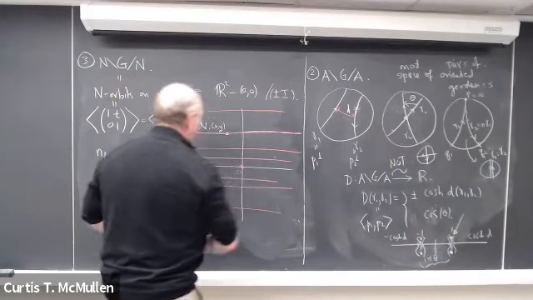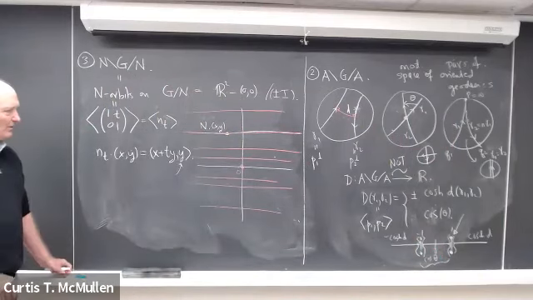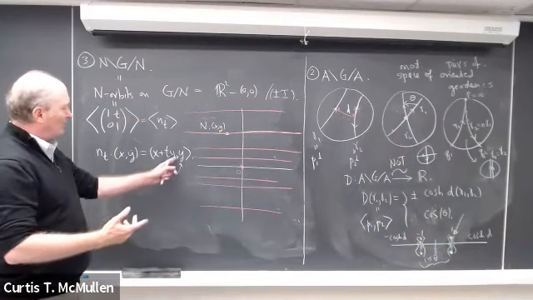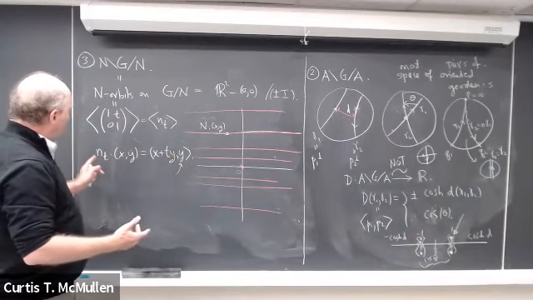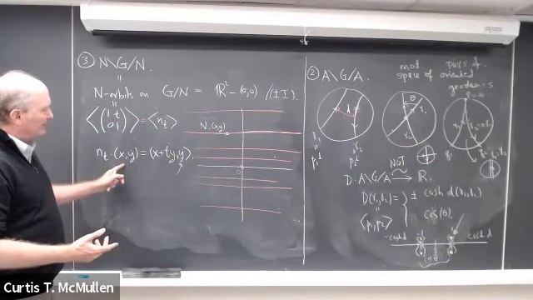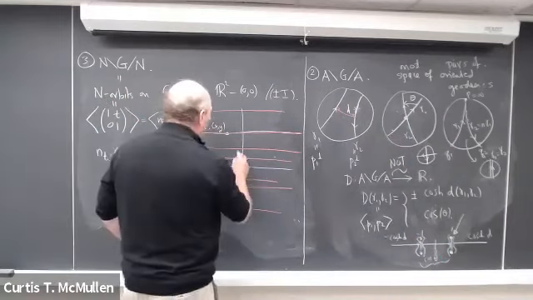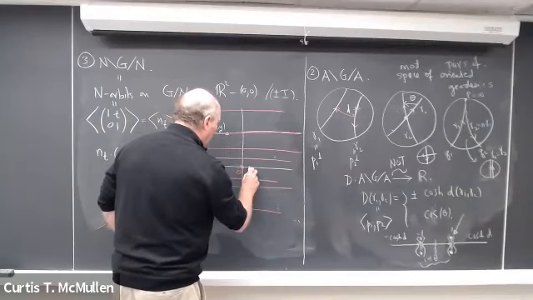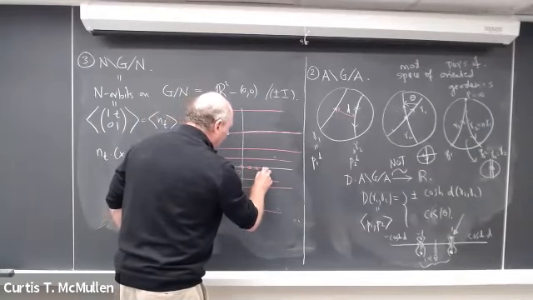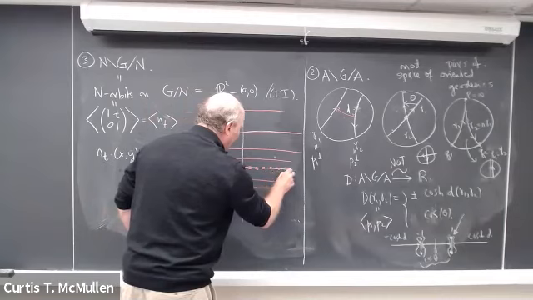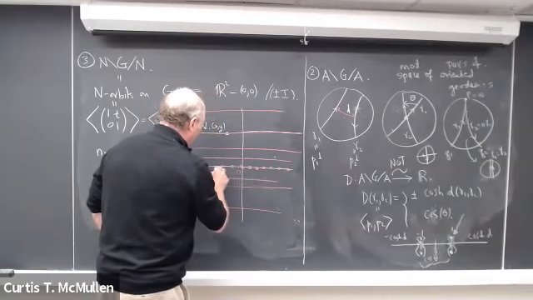But something funny happens at the origin. What happens at the origin is, of course, that y is 0. So the action of n restricted to the origin is trivial. So the n orbits form these horizontal lines away from the origin, and then they consist of individual points on the origin.